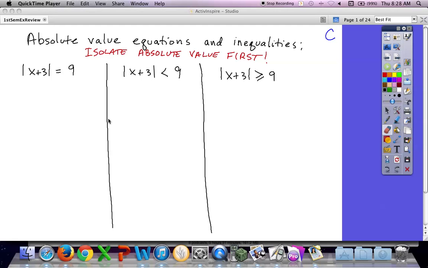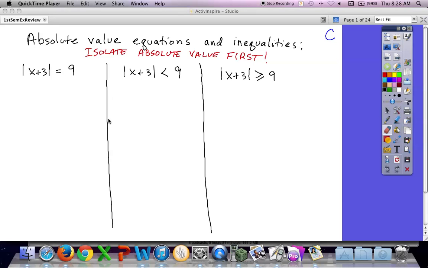So there's always a lot of emphasis on absolute value equations and inequalities. How do you solve them? Remember, in every case, if it's not isolated on one side, isolate it first, right? You've got to do just like solving an equation for x. You've got to take away everything that's with it until that absolute value is by itself on one side.